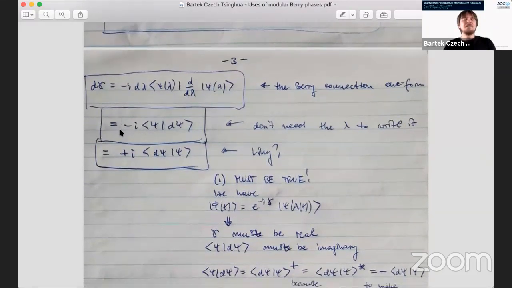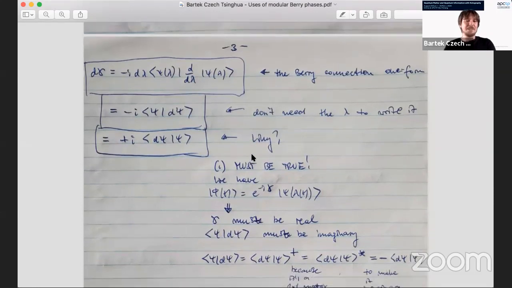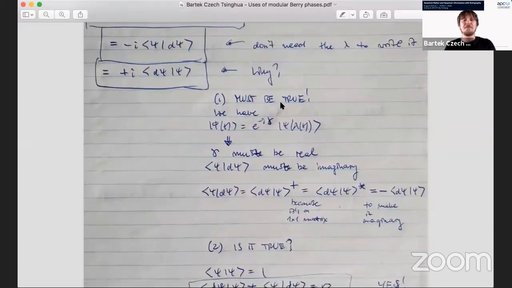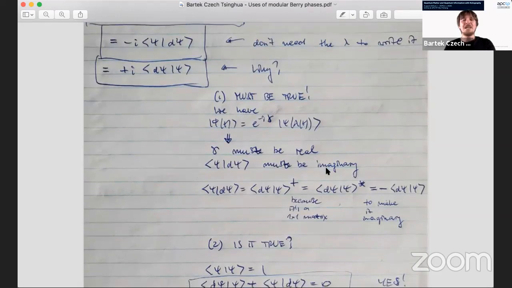Notice that this Berry connection one form can equally well be written with the opposite sign in this way. So instead of d psi being in the ket, we can have it in the bra. Why is this? Well, it must be true for two reasons. I will tell you two reasons. The first reason is we have psi, we have phi, the physical state, in this form, remember? And this gamma must be real. Because gamma must be real, therefore, phi d phi has to be imaginary.